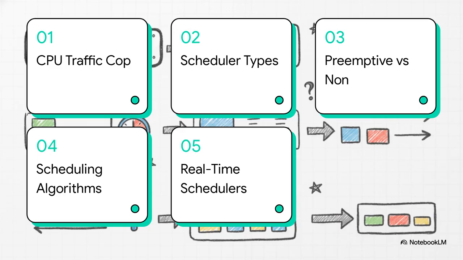Okay, let's dive right into this. Here's our mental roadmap for the explainer. First, we'll meet the CPU traffic cop. Second, we'll break down the 3 scheduler types. Third, we'll compare preemptive versus non-preemptive setups. Fourth, we'll explore some popular scheduling algorithms. And fifth, we'll wrap up with real-time system schedulers.